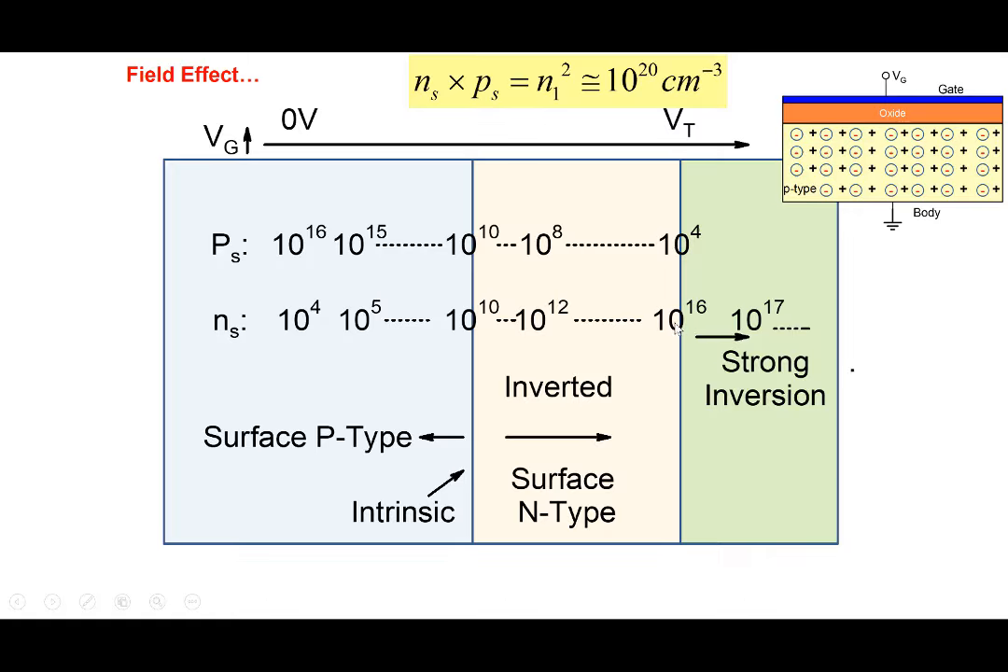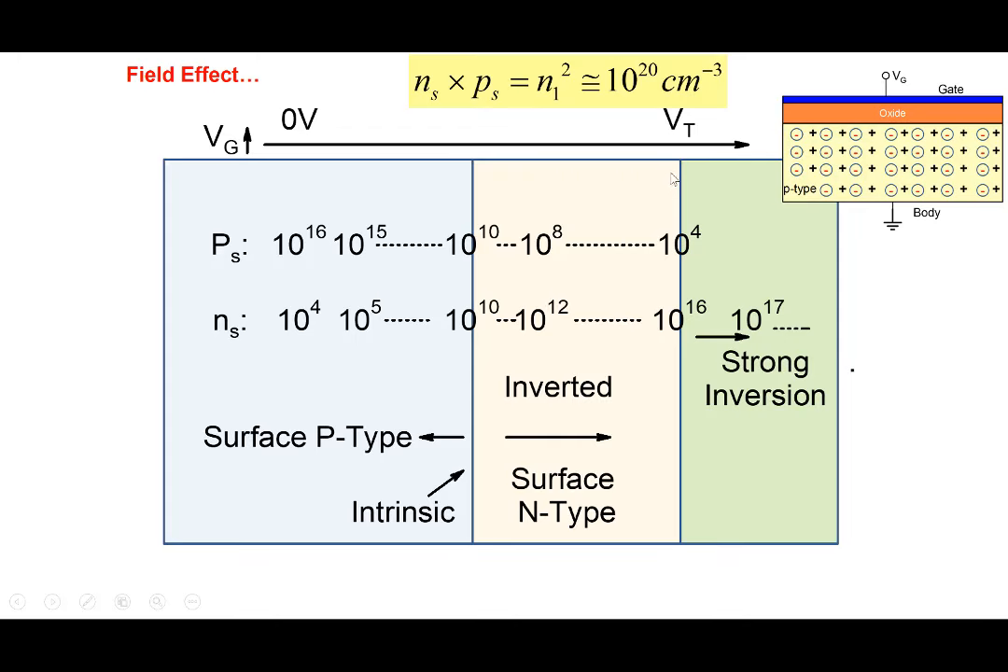And now we have created lots of electrons at the surface. So we create a sheet of electrons, and the source and the drain region, which were n-type, get connected by this sheet of electrons here. So we call this a strong inversion region. And at that point where the surface electron density is the same as the initial hole density, or the initial doping that was there, we call that point the threshold point.